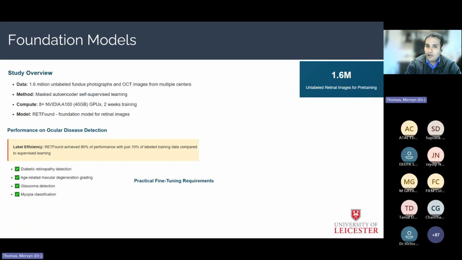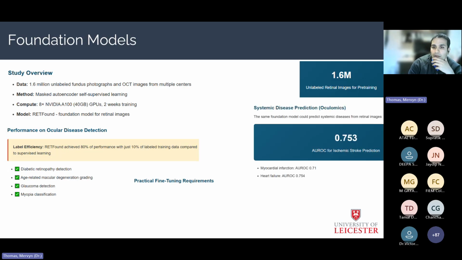Now, it did ocular disease detection as expected, with just 10% of labeled data compared to supervised learning. So things like diabetic retinopathy, which we talked about, age-related macular degeneration, glaucoma, myopia, all these different conditions. But importantly, an important arm of the study was the systemic disease prediction, i.e. the oculomics. So the same foundation model could predict systemic disease from retinal images. For example, an AUC for ischemic stroke prediction was 0.753. Myocardial infarction was 0.7 and heart failure was 0.75 as well. So it did a great job.